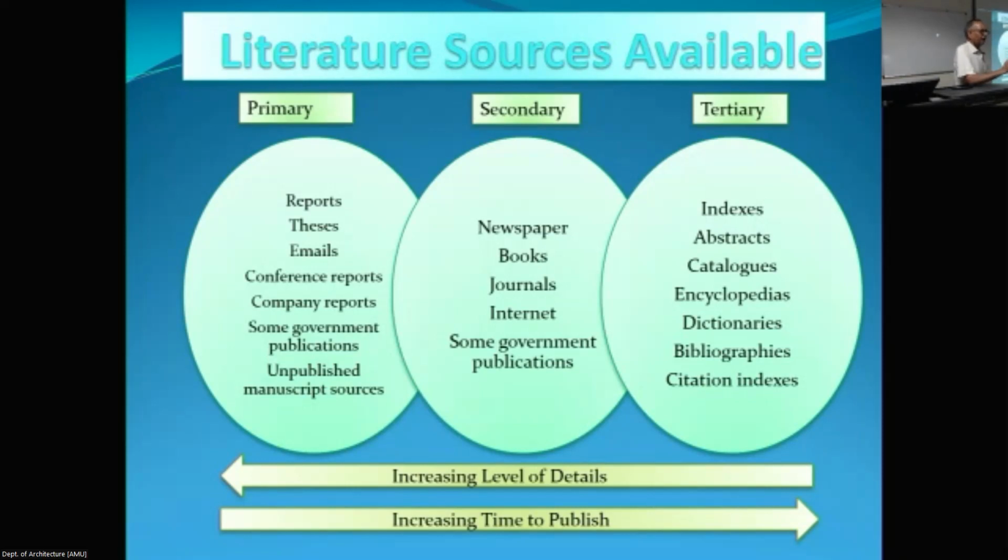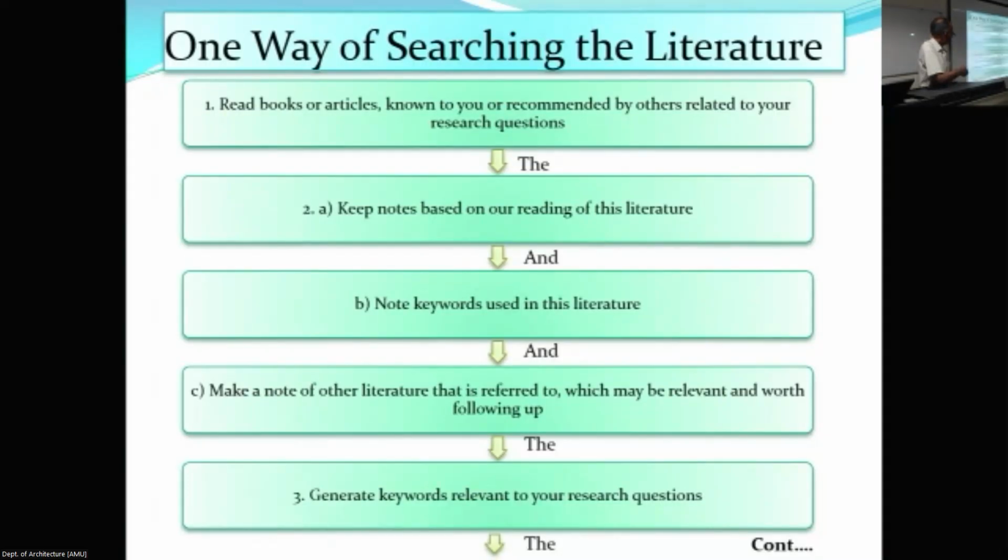Now you see the literature sources which are available. There are some primary sources like reports, theses, emails, and the like. These are some secondary, and these are some tertiary sources: indexes, abstracts, catalogs, dictionaries. These have increasing levels of detail and increasing time to publish. So one can use the available literature on the basis of this. This is how we started.